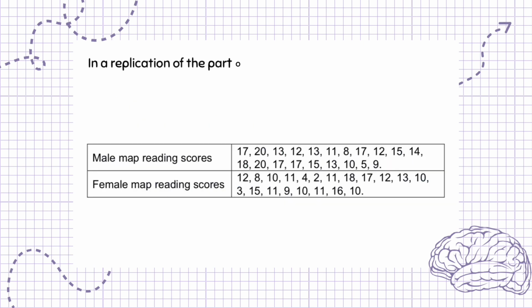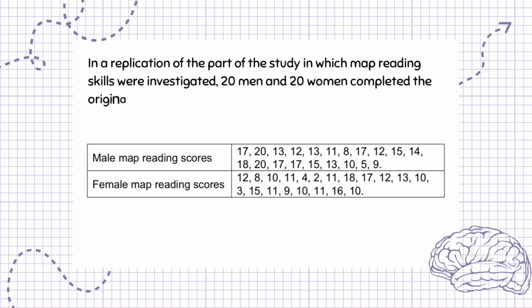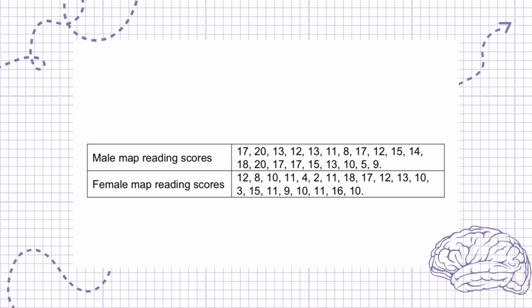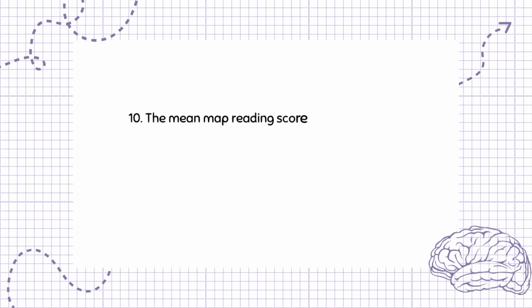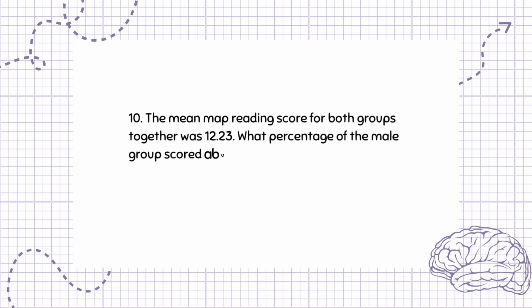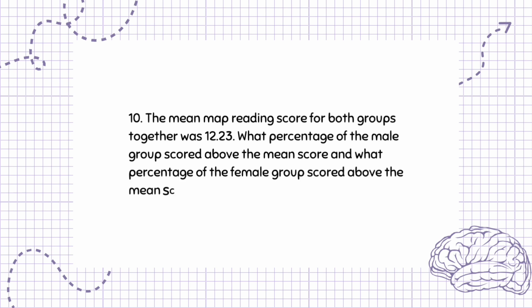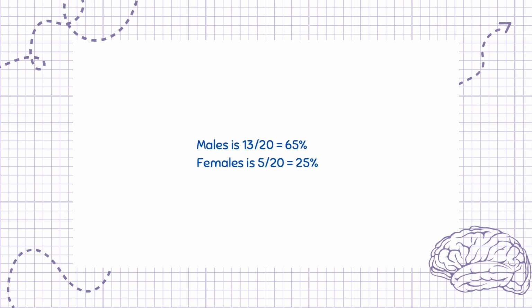In a replication of the part of the study in which map reading skills were investigated, 20 men and 20 women completed the original map reading task and the researchers obtained the following data. Question 10. The mean map reading score for both groups together was 12.23. What percentage of the male group scored above the mean score and what percentage of the female group scored above the mean score? Show your calculations. 4 marks. Males is 13 divided by 20 equals 65%. Females is 5 divided by 20 equals 25%.